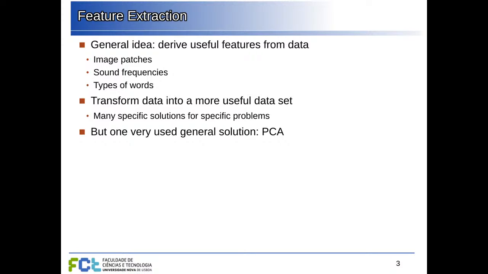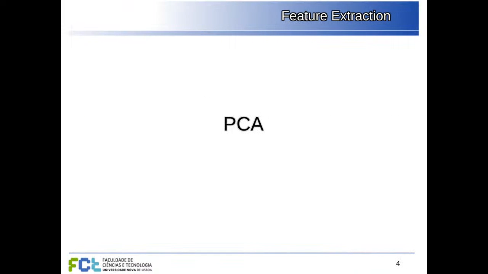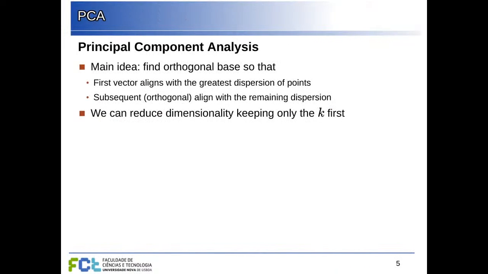One classical and general solution for this kind of problem, when we have lots of features and we want to reduce them to a subset, but not by selecting individual features, but by combining them and producing a smaller number of more useful features, is principal component analysis. So the main idea is to find a rotation and a projection of our data that retains as much as possible the variance or the dispersion of our points.